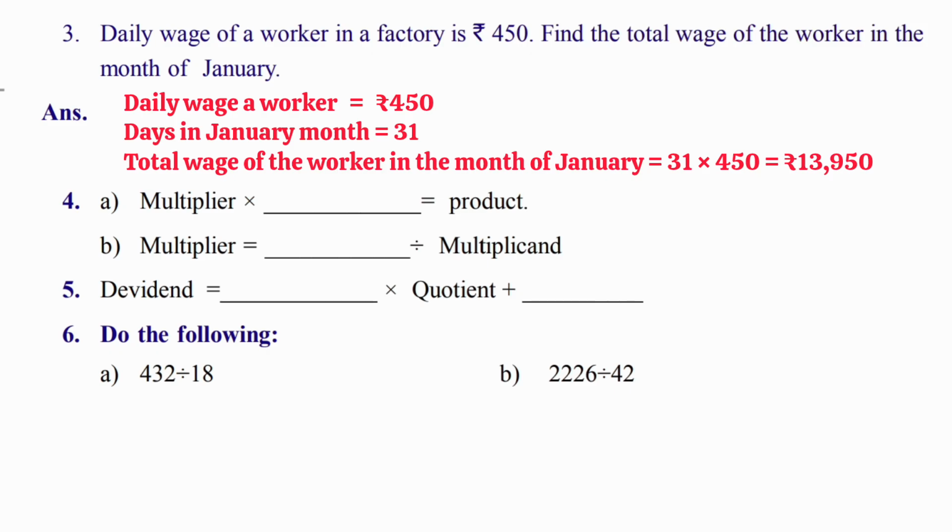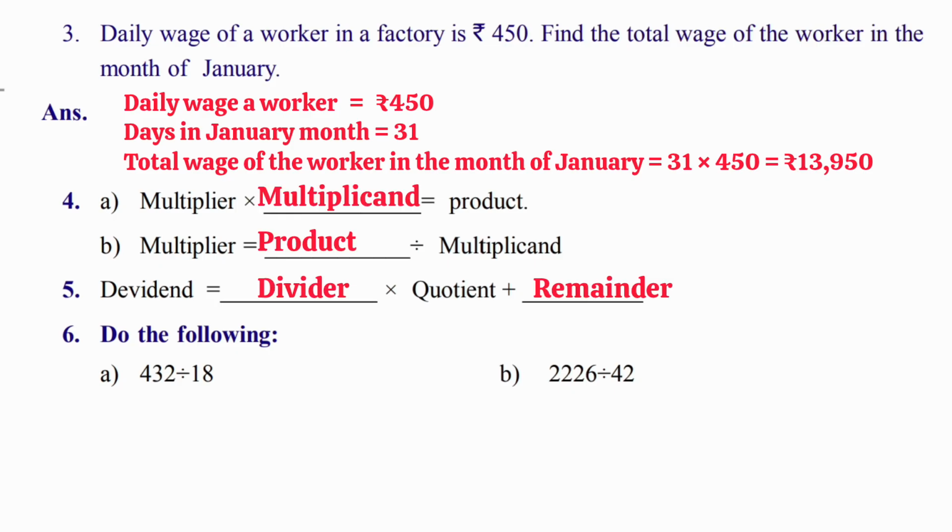Daily wage of a worker is rupees 450. Days in January month: in the month we have 31 days. Then we have to find out the total wage of the worker in the month of January, which is 31 multiplied by 450. Our answer will be 13,950. Got it?